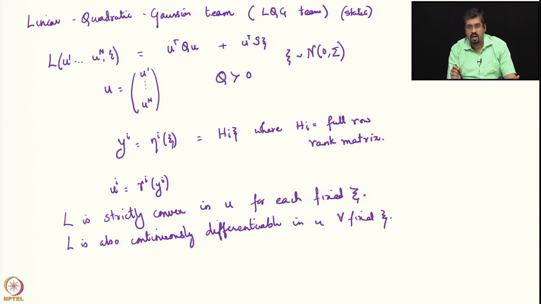When the vector psi is Gaussian, this becomes an LQG team. When psi is not Gaussian, it is just some linear quadratic team, and even for such a team the previous result would still apply, because you would still have that L is strictly convex in U for each fixed psi and continuously differentiable in U for each fixed psi, right. So the previous theorem continues to apply: every person by person optimal solution is also team optimal. But when psi is Gaussian, one can say a lot more. In this case one can find the team optimal solution in closed form.